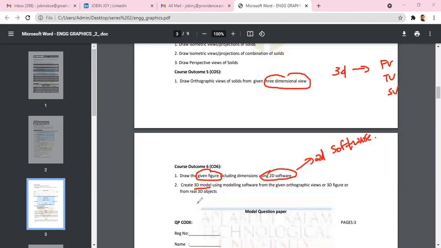Then create a 3D model. You have to create a 3D model using any modeling software, either from the given orthographic views, meaning top view, front view, side view, or from a 3D figure, where with the help of the 3D figure you prepare the 3D model, or from real 3D objects. This is outcome number 6.